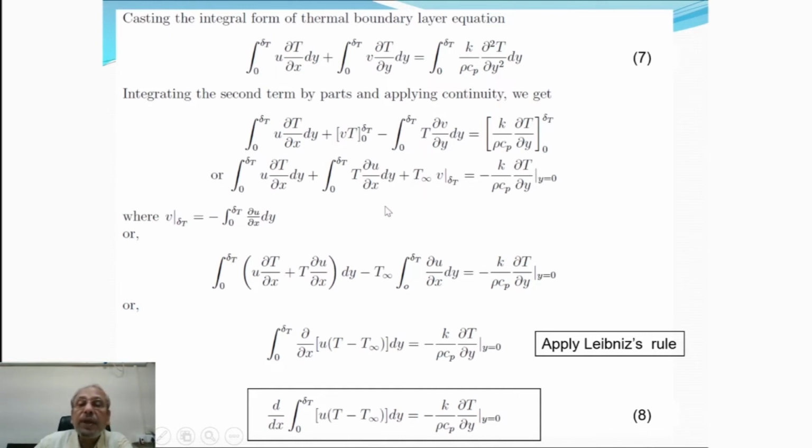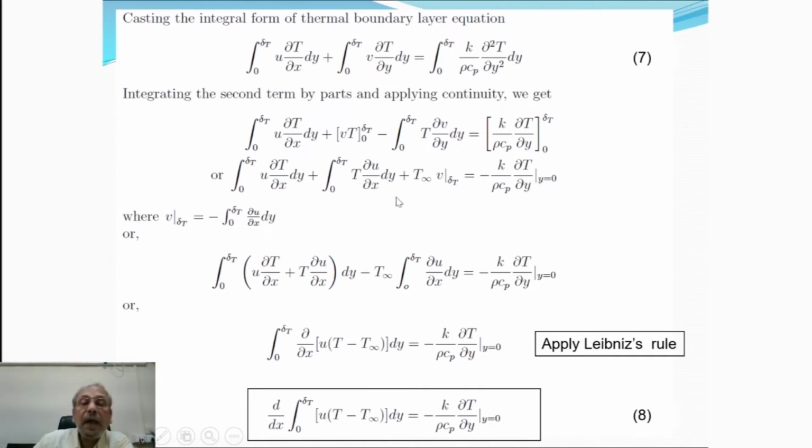So these two terms we have written equal to minus k by rho Cp del T del y. Again, the temperature profile at the edge of the boundary layer is such that del T del y is 0. So when we apply the upper limit, we don't get any result, but the lower limit is a very meaningful term. We will see this indicates basically heat transfer. So this is minus k by rho Cp del T del y at y equal to 0.